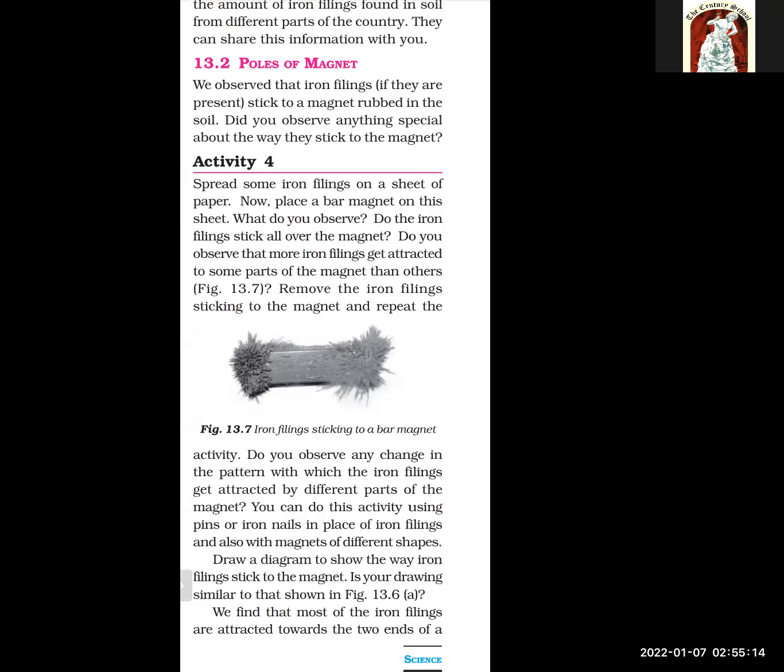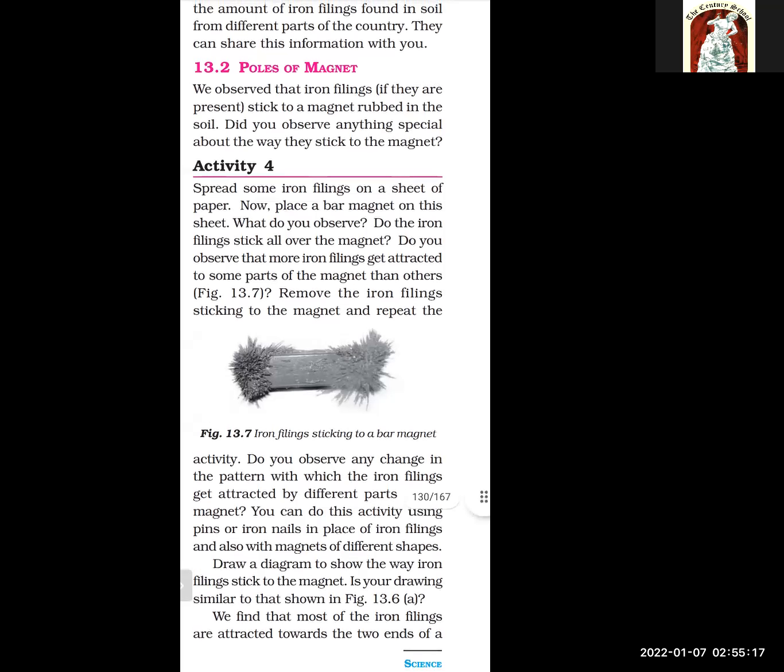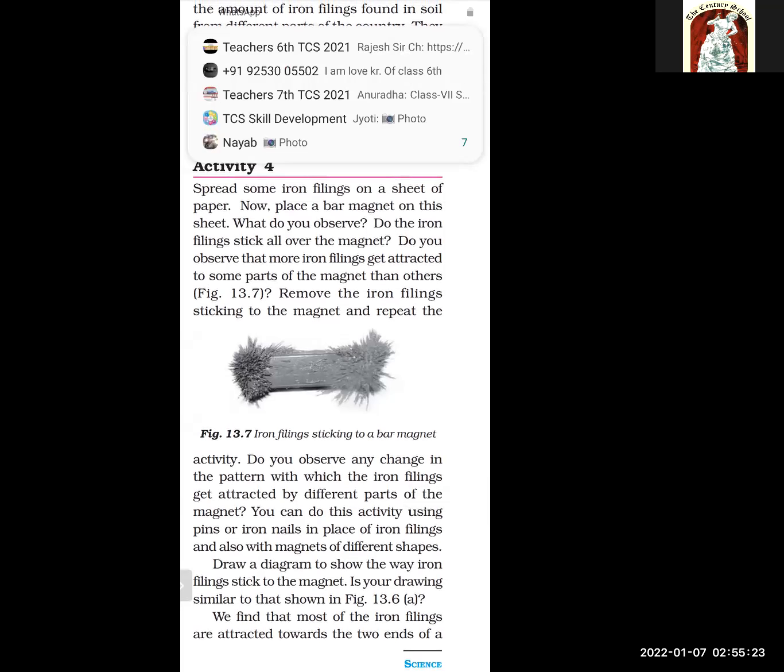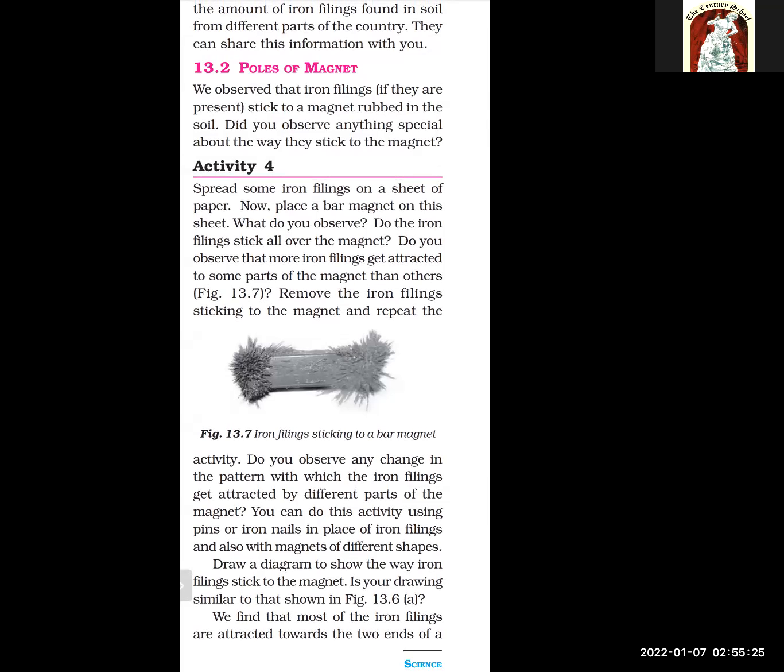As we know, if we take a bar magnet and put this bar magnet into the soil, then some iron particles will stick to the magnet, as we discussed in the last class also. When we put a magnet into the soil, some iron particles stick onto it. And next is Activity 4.